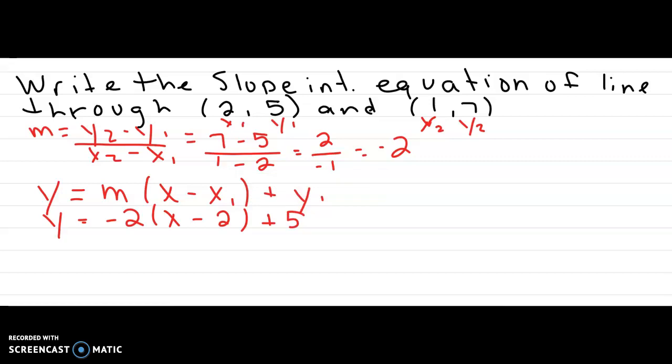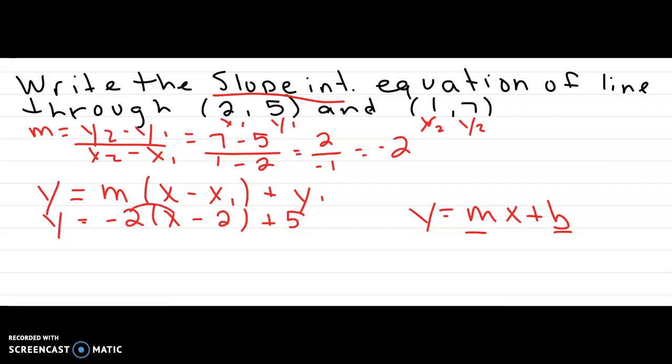The last thing I would always check is what form did the question ask me for? And in this case, it asked me for the slope-intercept equation of a line. This is the point-slope equation of a line. Slope-intercept is y equals mx plus b, because this highlights the slope and the y-intercept. So I have to do a little bit more manipulation before I'm there.